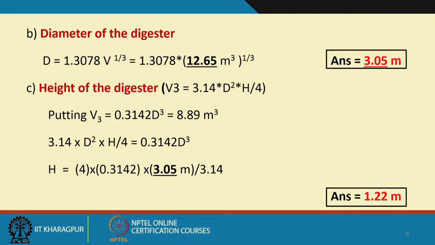Now, we will calculate the diameter of the digester. The diameter of the digester can be directly calculated from the formula 1.3078 V raised to the power of 1 by 3.